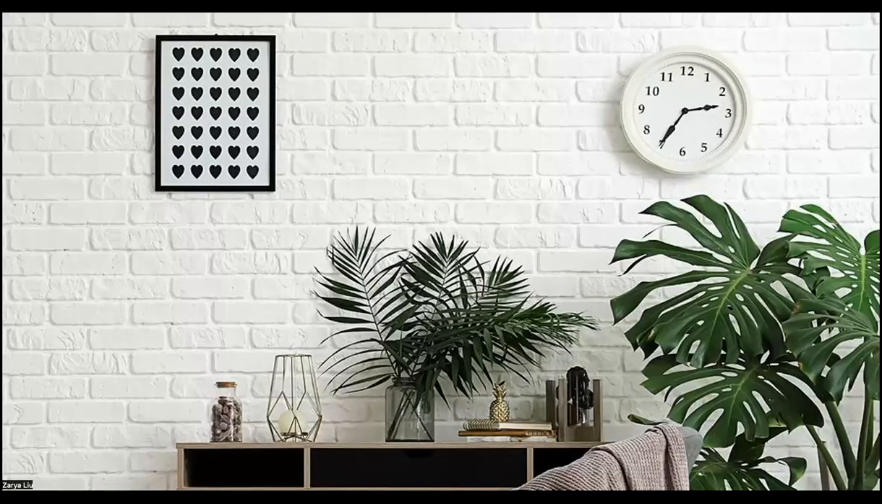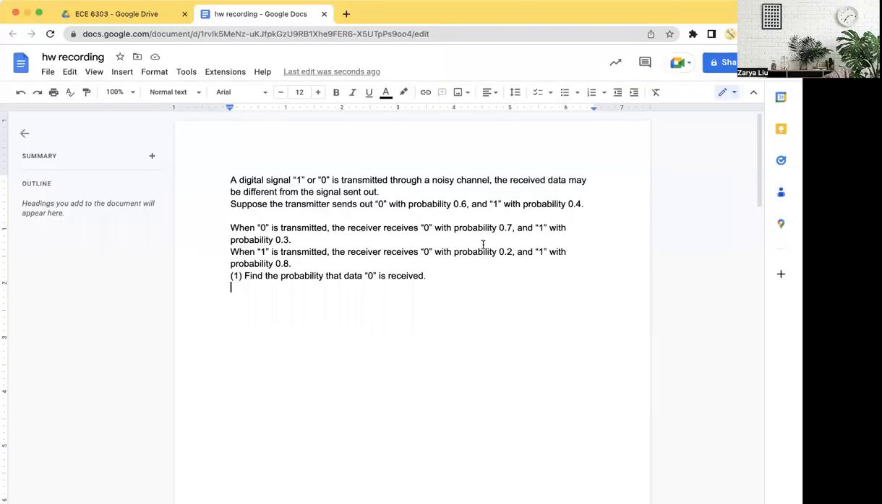Hello everyone. Today we will discuss question 3 of homework 1. Now let's look at the question. The question says there are two kinds of signal. They can be transmitted with different probability. And when 0 is transmitted, the receiver can receive 0 or 1. Also, when 1 is transmitted, the receiver can receive 0 or 1 as well.